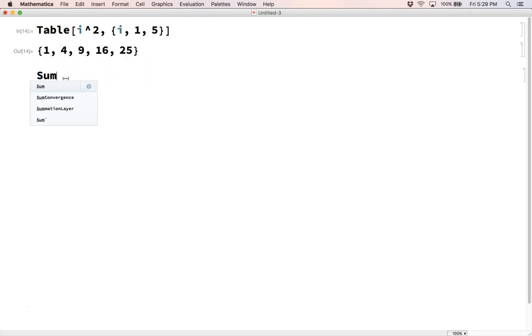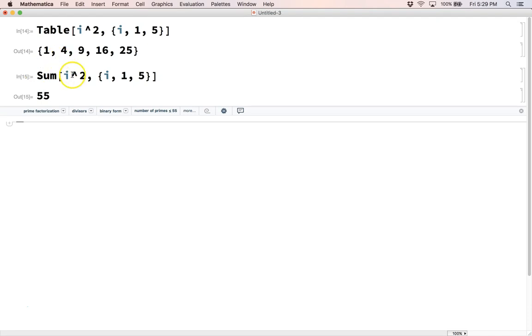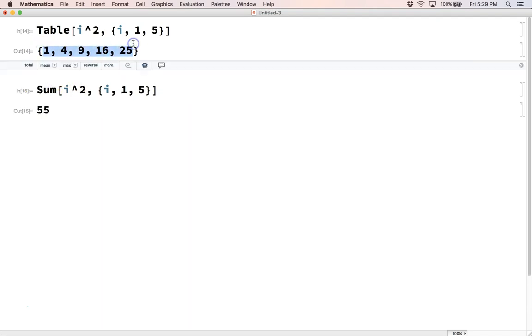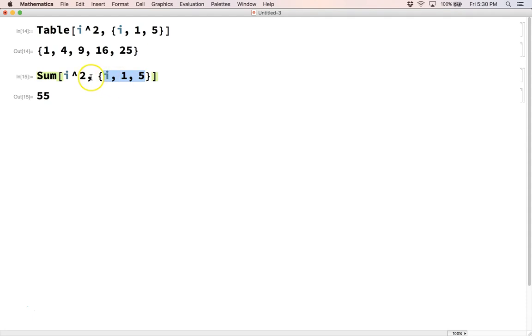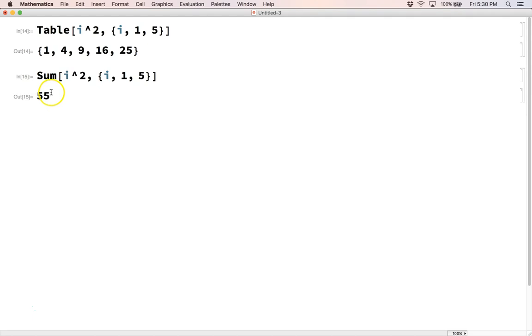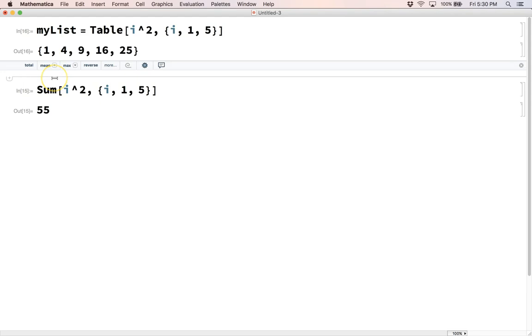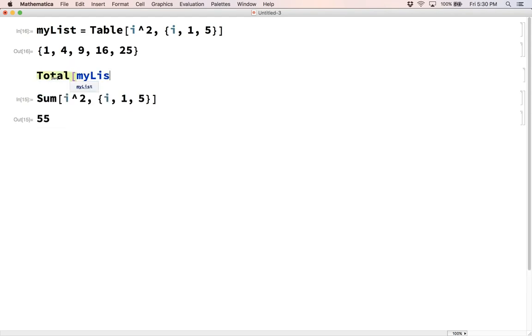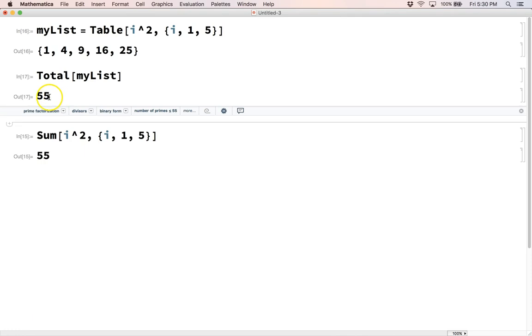And I can do something really similar using Sum instead of Table. So what did this do? Well, it basically took this list up here and added them all up. That's how Sum works. It says, go through each of these values that's indicated over here, plug it into this expression, and then instead of putting them in a list like I do up here, the Sum command says add them up. So just to convince you that they're the same, I could call this one my list, and then if I do Total of my list, I get the same answer.